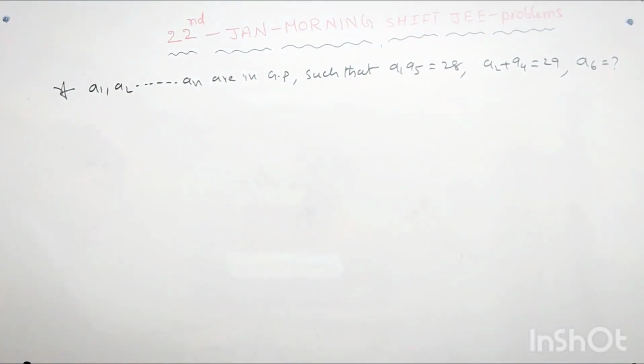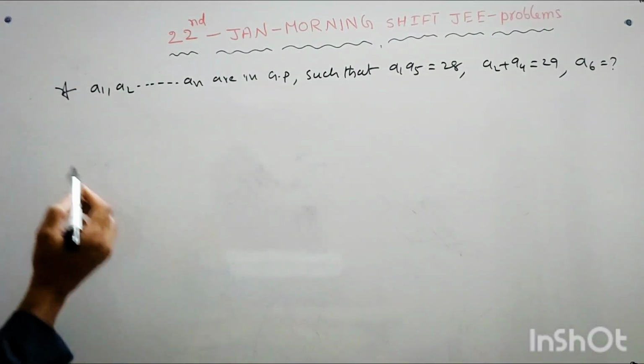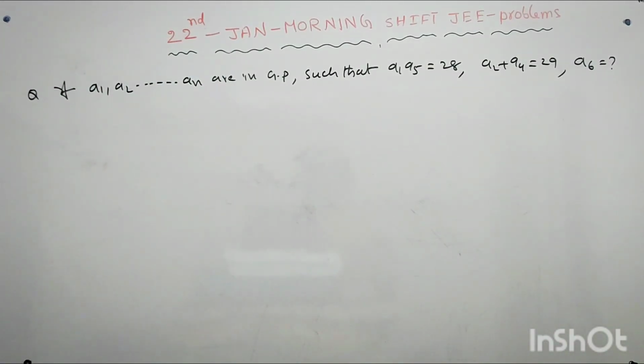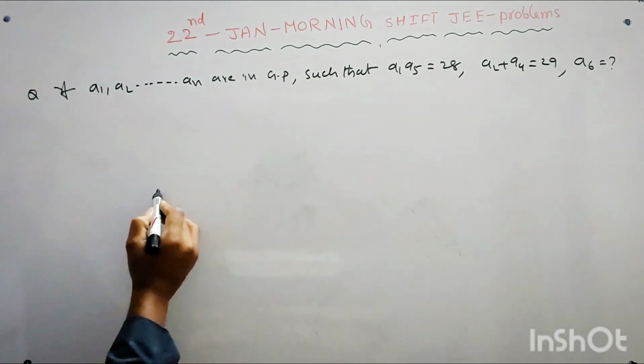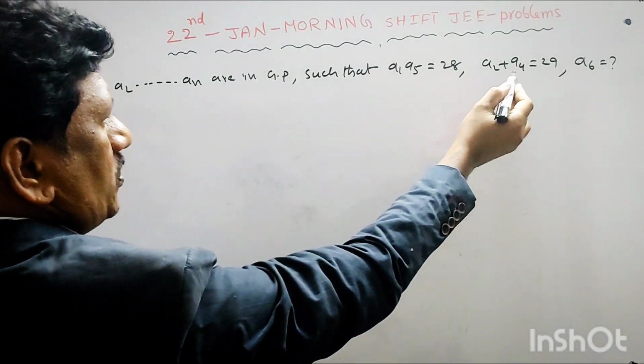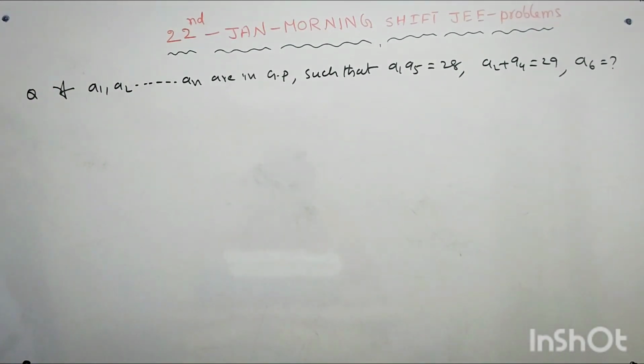Hello dear students. This is one more question from arithmetic progression, the progression topic. Look here. The given question is: when these are in GP and A1 into A5 is 28, A2 plus A4 is 29, what is the value of A6? We should find the A6 value.